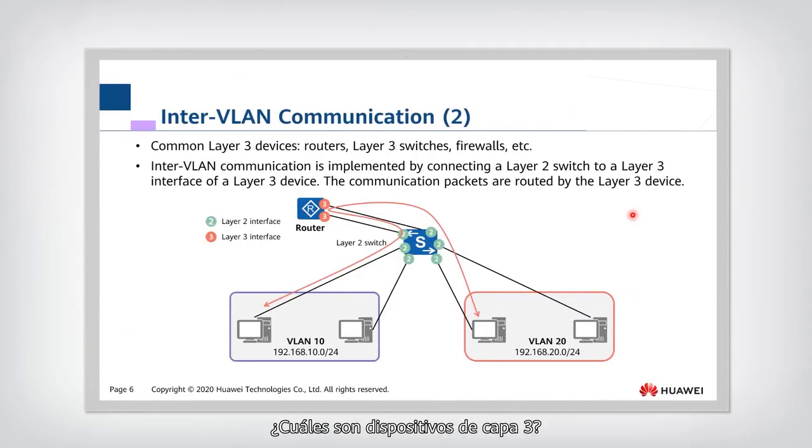And what are layer 3 devices? Actually, the router is a typical layer 3 device. The layer 3 switch and firewalls are also layer 3 devices.